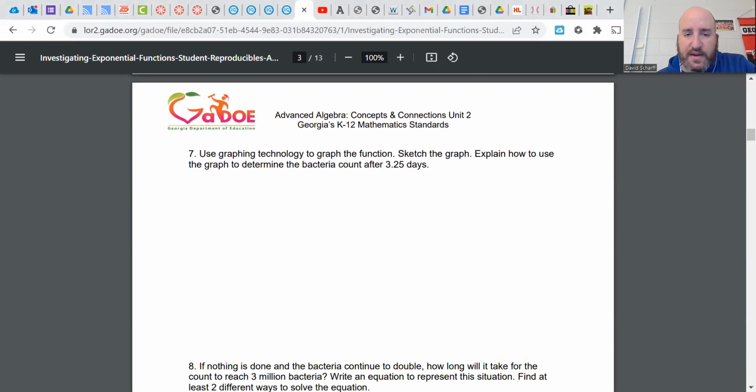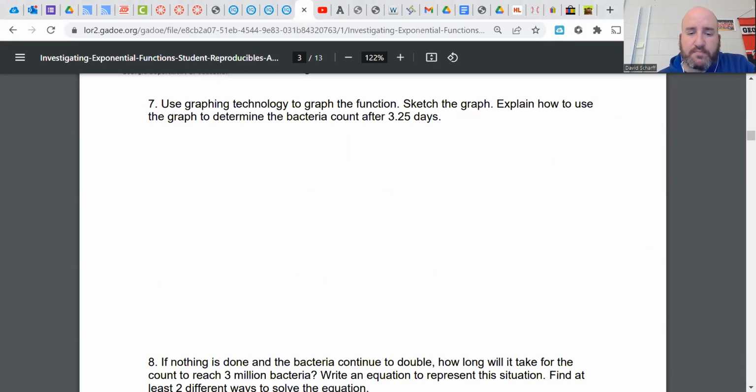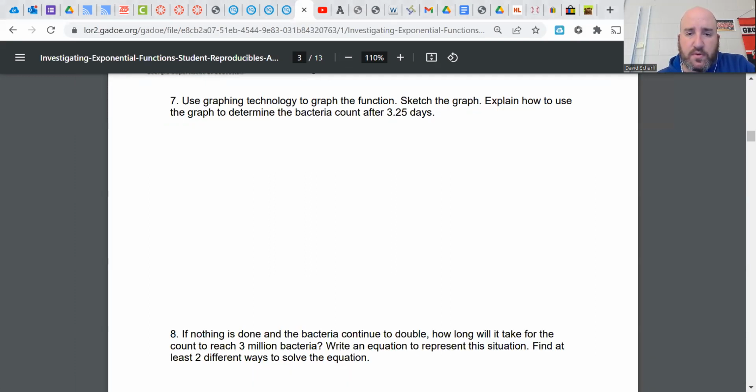So use graphing technology to graph the function, sketch the graph. I didn't mean to zoom in. I think I had y'all sketch it. I'll just throw something up real quick.